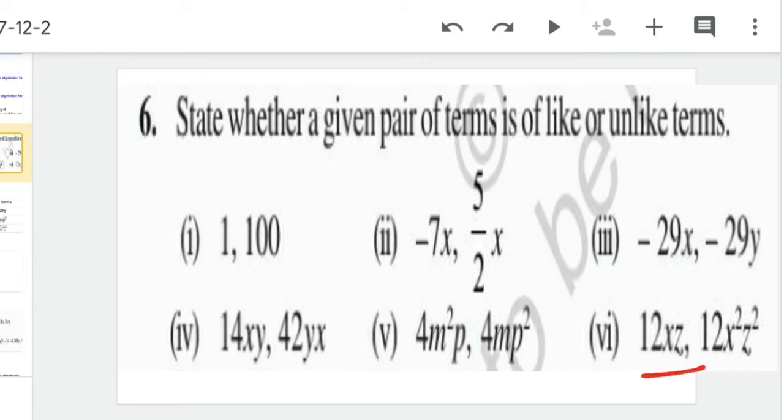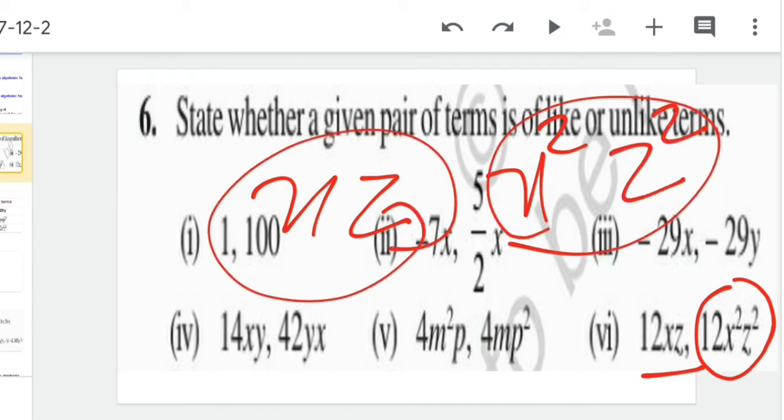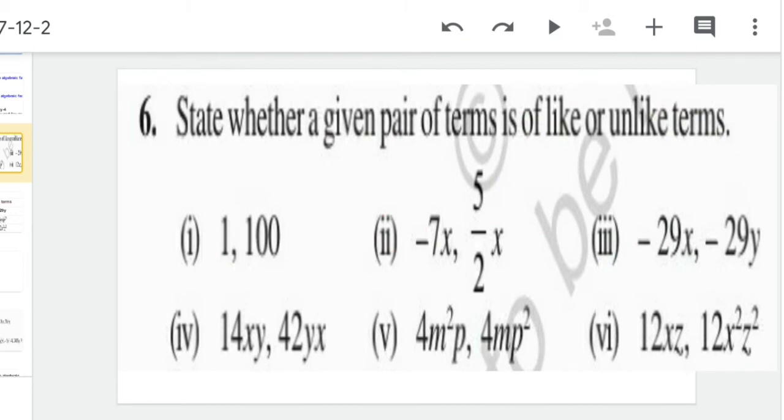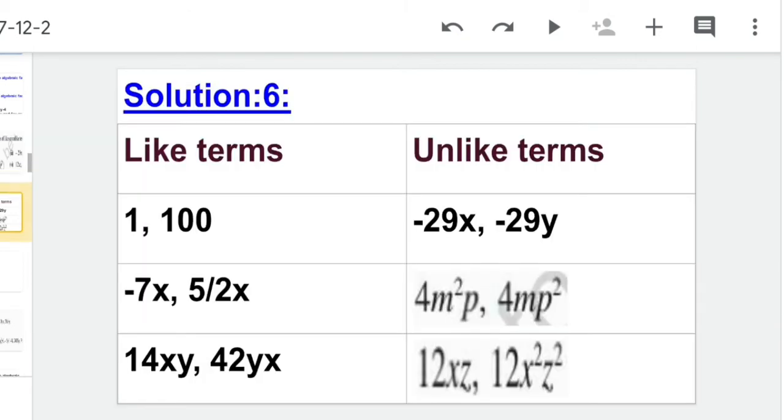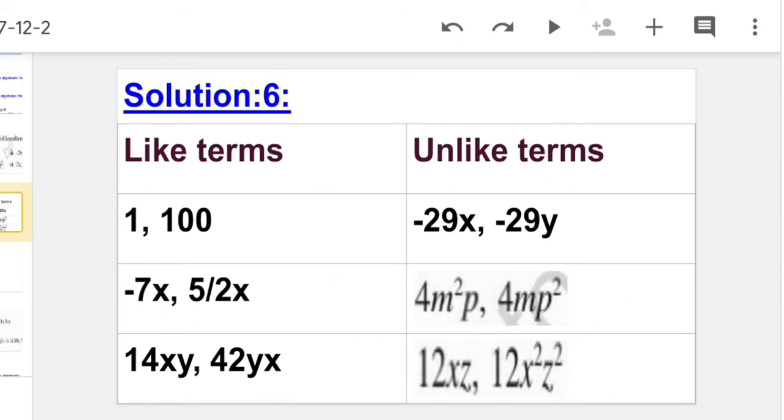And in the last part we have xz, and in the second term we have x square z square. So these two also are different to each other. So the terms in the sixth part are also unlike to each other. You can see the answer here in this table. The like terms are 1 and 100, minus 7x and 5 by 2x, 14xy and 42yx, and the unlike terms are minus 29x, minus 29y, 4m square p, 4mp square, and 12xz, 12x square z.